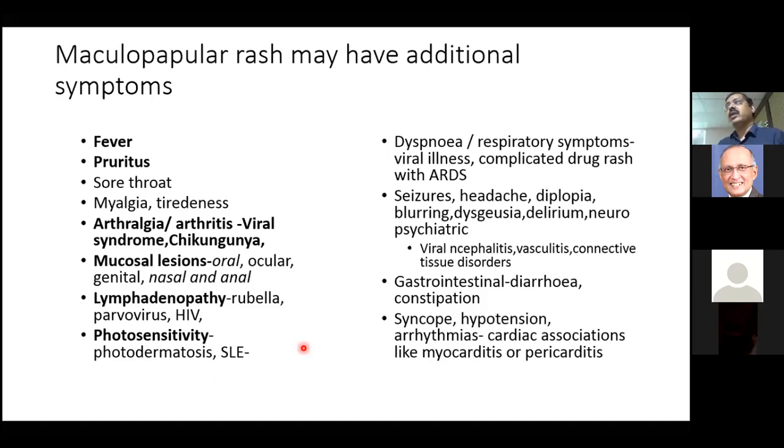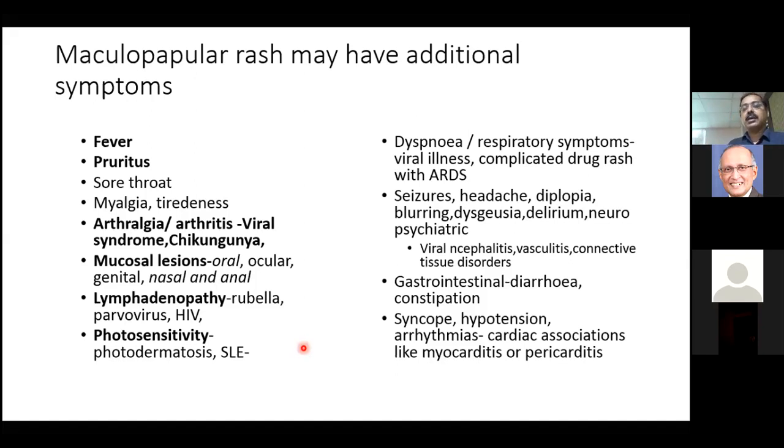Lymph nodes. Whenever a patient comes with maculopapular rash, and you have lymphadenopathy, think of these things. Am I dealing with rubella or a parvovirus, or am I dealing with an HIV patient? Because HIV lymphadenopathy is very often missed because so many viruses have come into the picture now. We don't think about HIV these days. Photosensitivity I have already mentioned. Also, whenever a patient presents with dyspnea or respiratory symptoms, think again of a viral illness or a complicated drug rash with ARDS. Very advanced drug rashes can present with ARDS, and that could be the presentation.